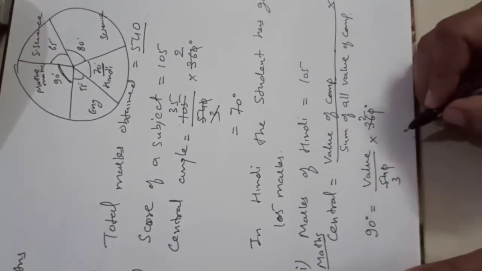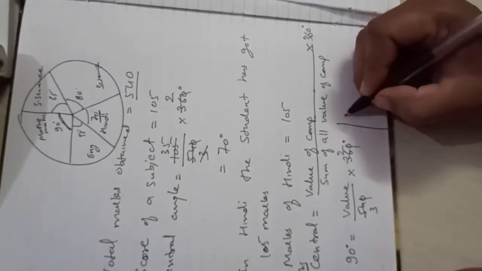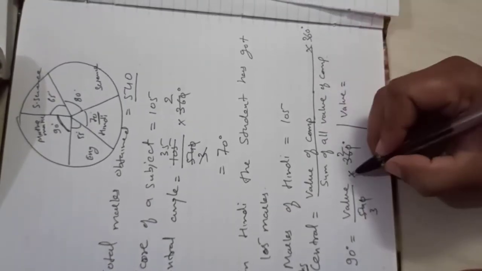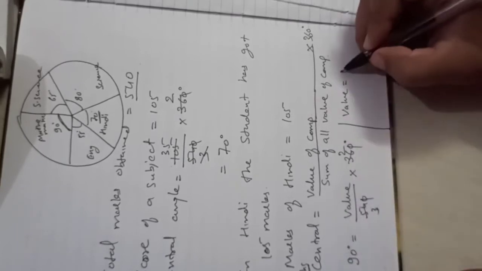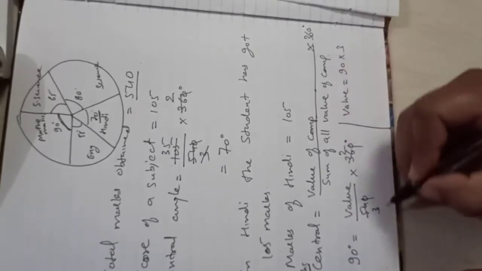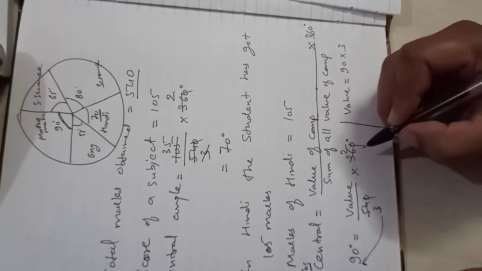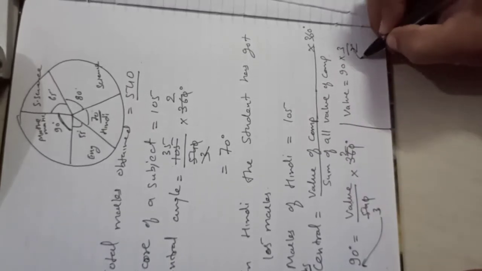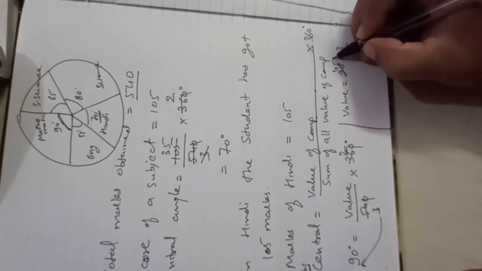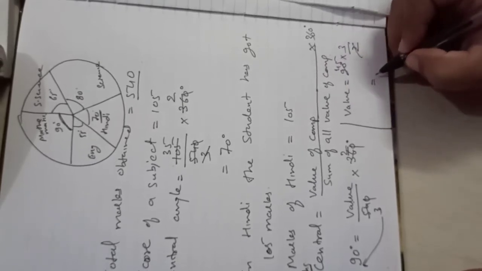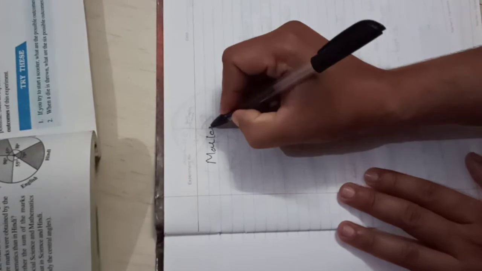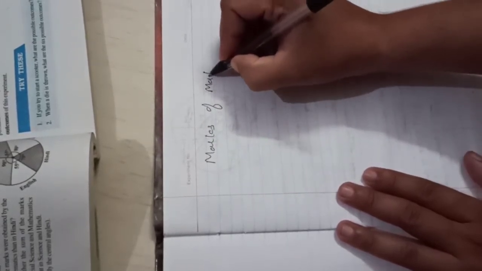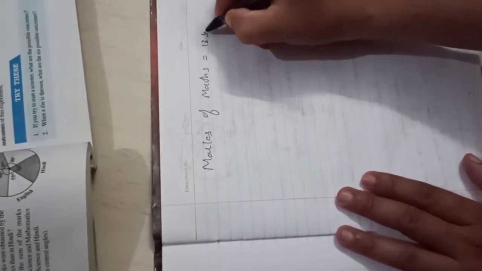So what value will we get? The 3 is in divide, so on the other side it will come in multiply. This 2 is in multiply with the value, so it will come in divide. So it will cancel 45 times, and it will come 135. So the marks of mathematics are 135.